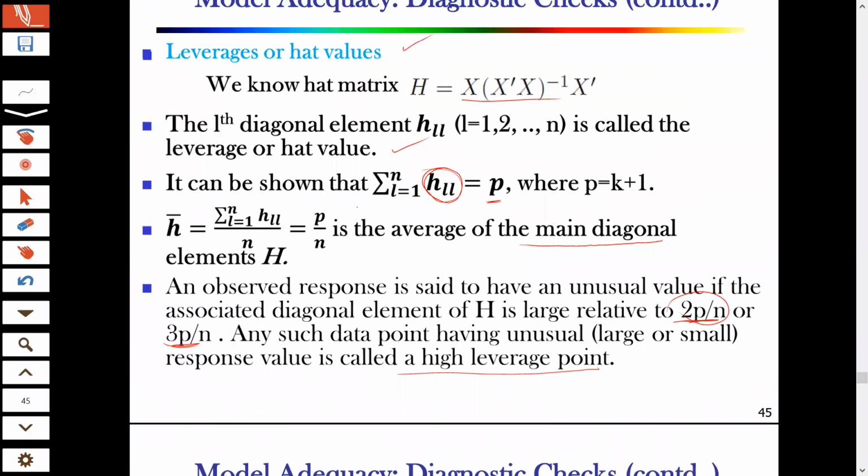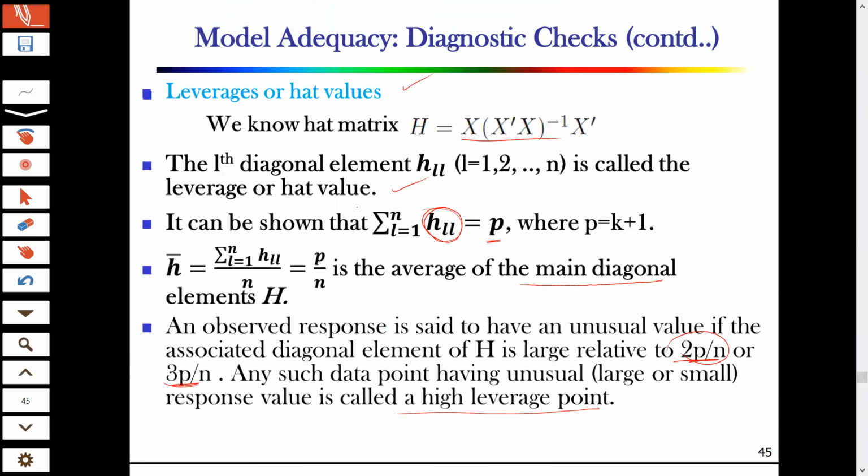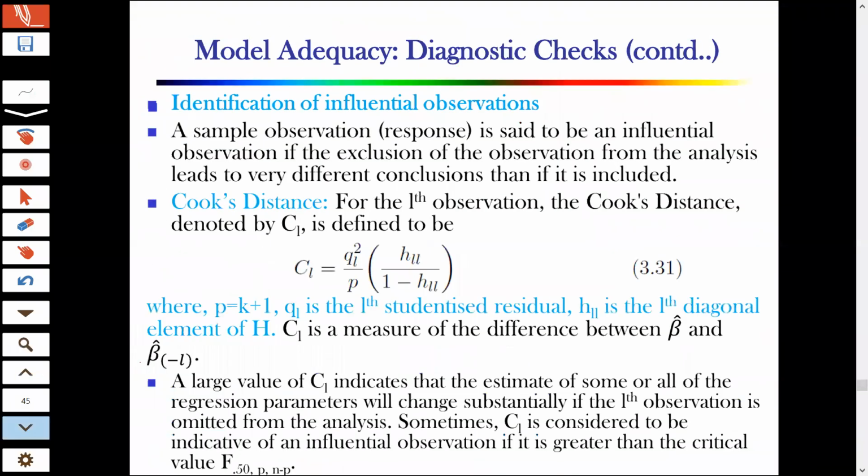So this is the hat value. Another one is identification of influential observation. A sample observation is said to be an influential observation if the exclusion of the observation from the analysis leads to a very different conclusion than if it is included.